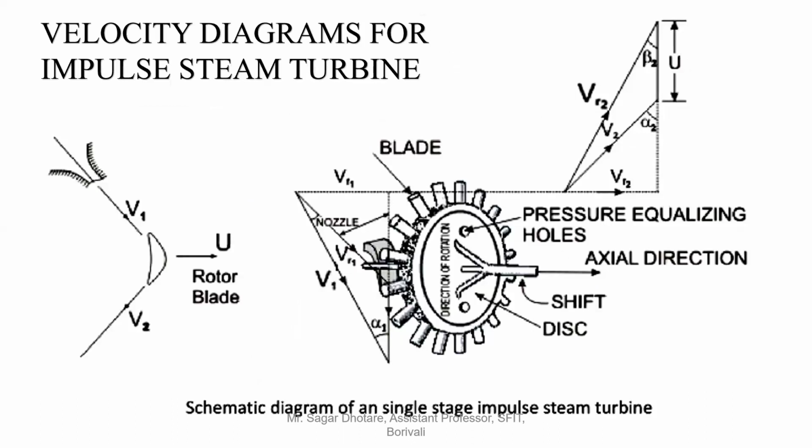Now you can see the velocity diagram for the impulse turbine. Both velocity triangles have been shown over here for a single stage of the impulse turbine.